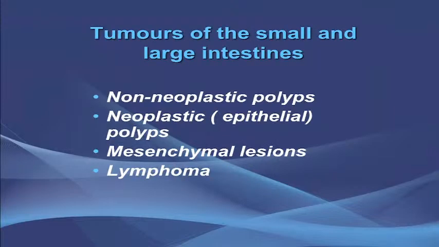So we look at tumors of the small intestine in these categories, because they are tumor-like conditions, often known as polyps, and they are both non-neoplastic and neoplastic polyps. Then we look at epithelial tumors, then mesenchymal lesions, and lymphomas.